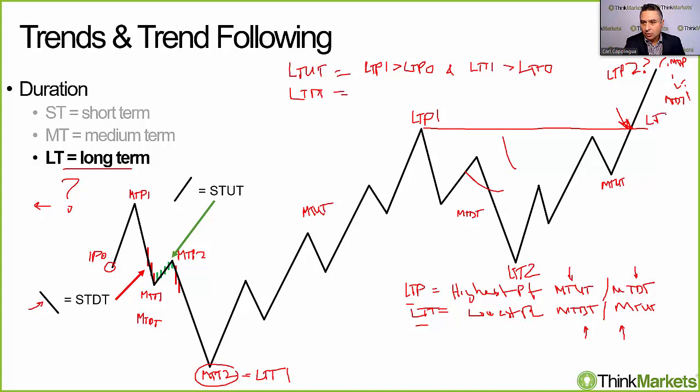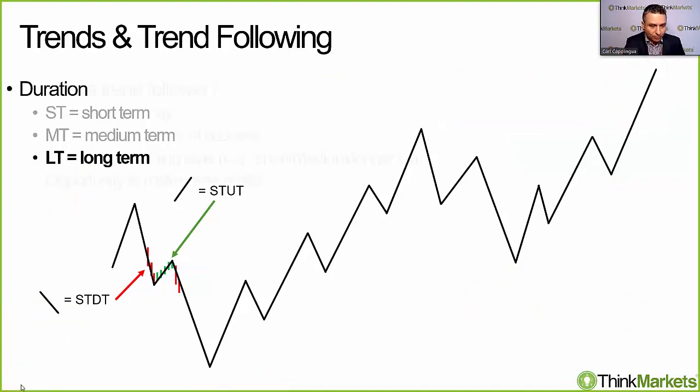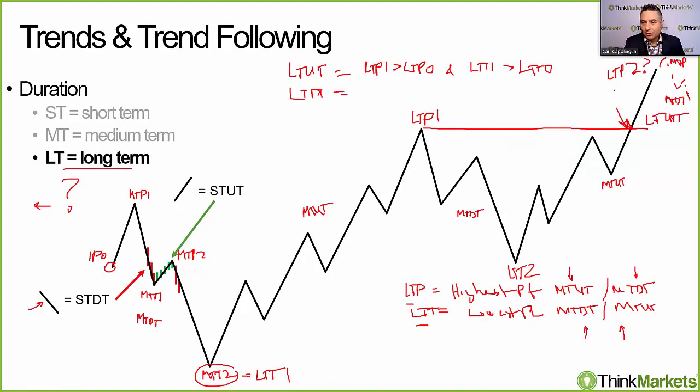And this is our long-term uptrend trigger here because we know that wherever long-term peak 2 is going to be formed, it will be higher than long-term peak 1. We don't know where it's going to be formed yet, but we know that wherever it forms, it will be higher than long-term peak 1. So this is our long-term trigger.